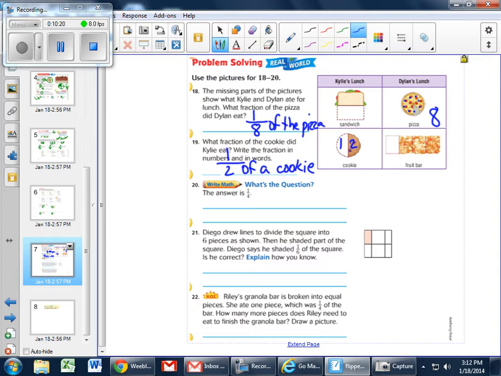Number 21. Dylan drew lines to divide the square into 6 pieces as shown. Then he shaded part of the squares. Diego says he shaded 1/6 of the square. Is he correct? And explain how you know. So looking at this shape and everything that we kept saying over and over again about fractions having to have equal pieces, could he be correct by saying he shaded 1/6 of that? Write yes or no, and then explain.